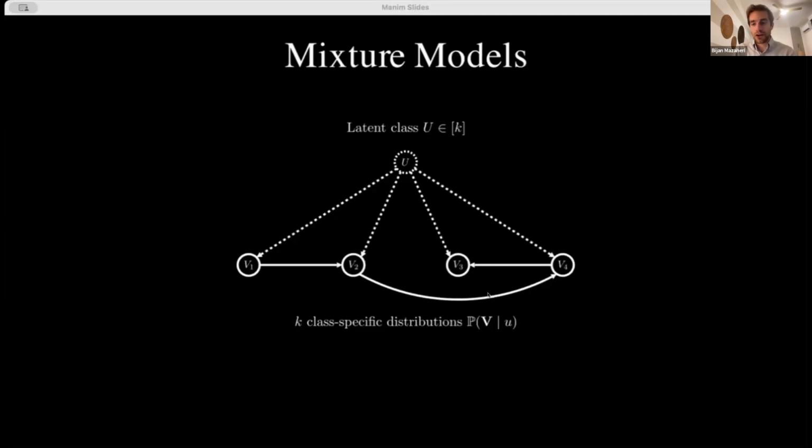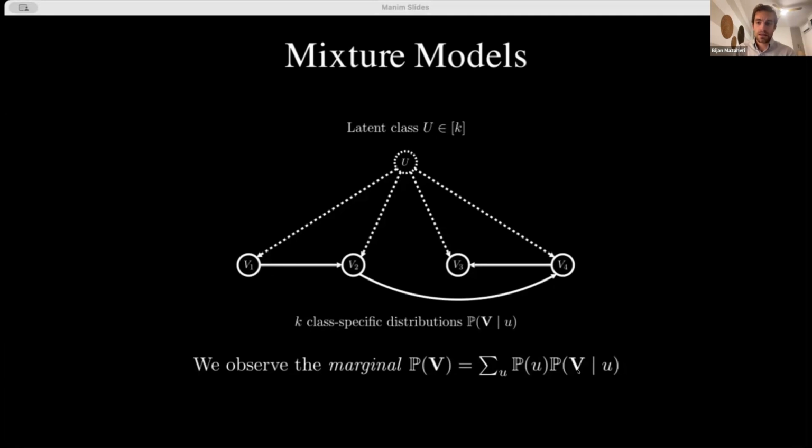This graph means nothing. I made a random graph. But the key point is that you have K class-specific distributions on the observed variables. So like this probability of all the variables V given U, I have K of those. And the goal of the mixture model is to recover what those class-specific distributions are and often also the probability of each class. And all we get to see is the marginal probability distribution. So we have to take this expectation over U. I use lowercase to denote an assignment. So we sum over this probability of U and then the within-class probability distribution.